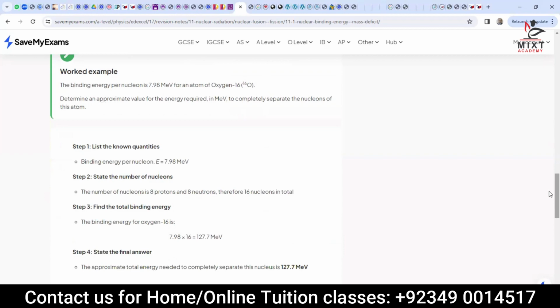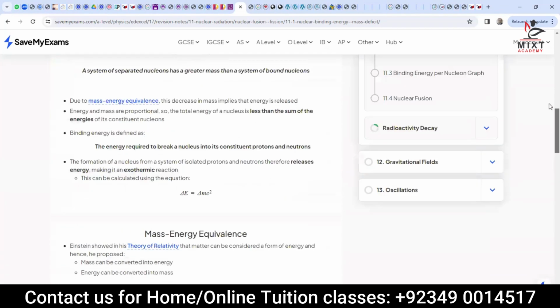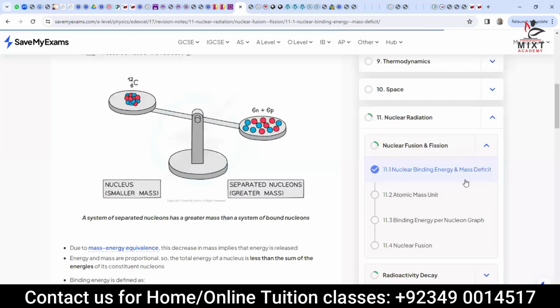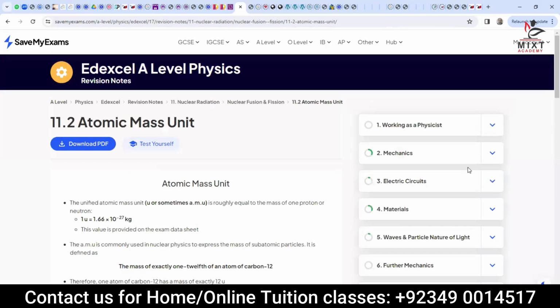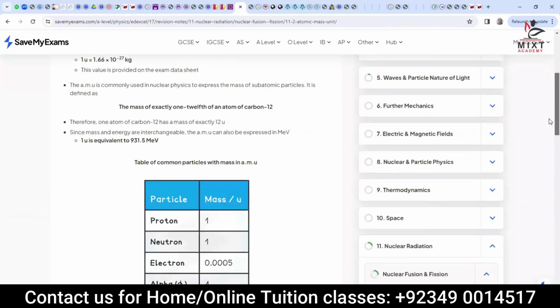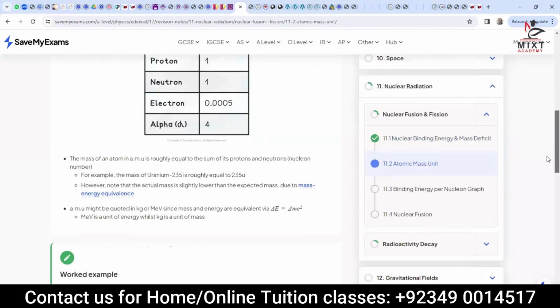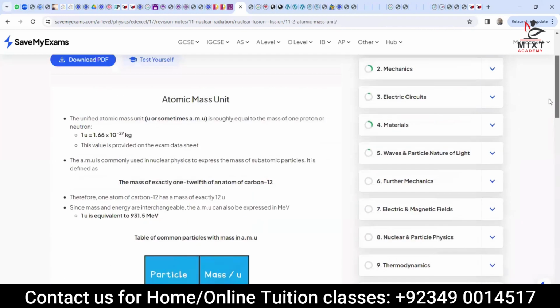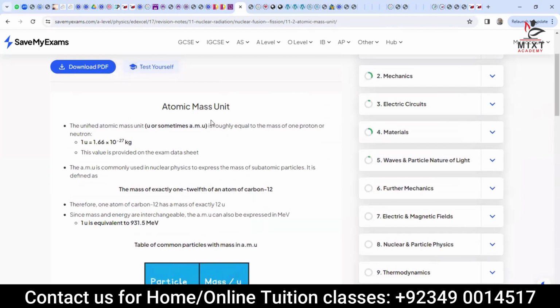So if binding energy per nucleon is given, you can simply multiply it and you will get the binding energy of the total. So this is done. Now, atomic mass unit. This is related to chemistry, actually. So what is atomic mass unit? It's the mass of a unit, I mean, 1 unit mass of an element, something like that.